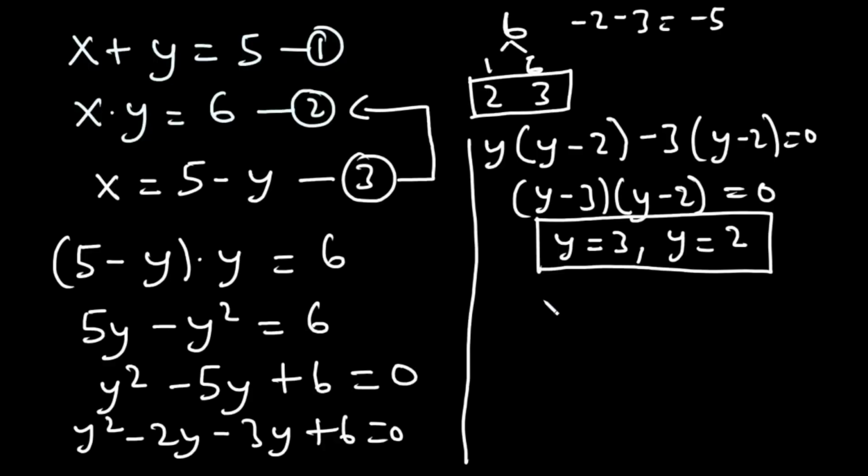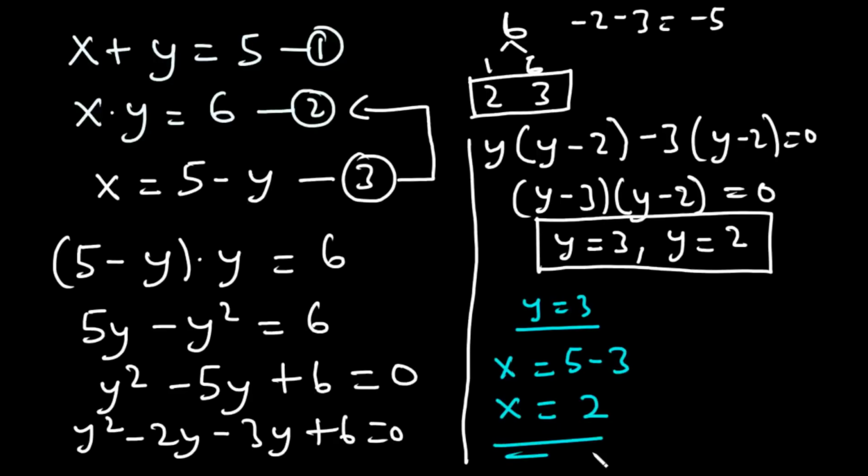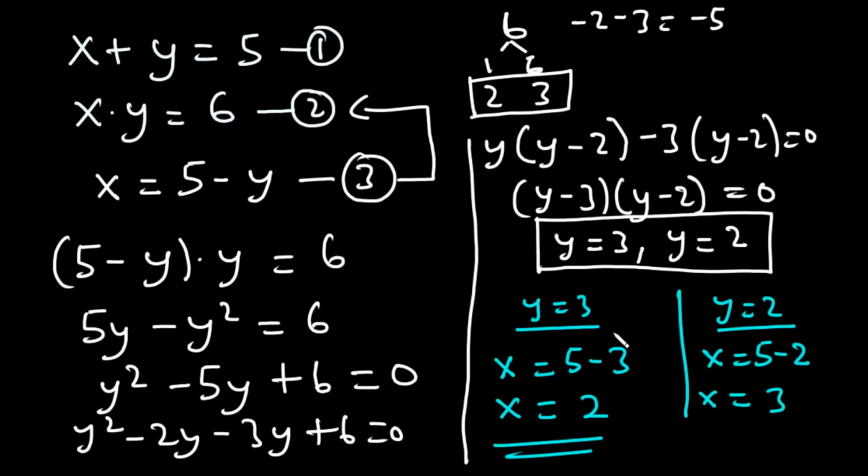To find the values of x, we need to substitute the values of y into equation 3. When y is equal to 3, x is equal to 5 minus 3. 5 minus 3 is equal to 2. So we have x to be equal to 2. And then when y is equal to 2, x is equal to 5 minus 2. And then 5 minus 2 is equal to 3. So these are the values of x and y. When x is equal to 2, y is equal to 3. And when x is equal to 3, y is equal to 2.